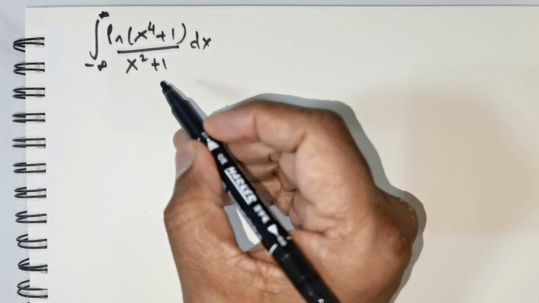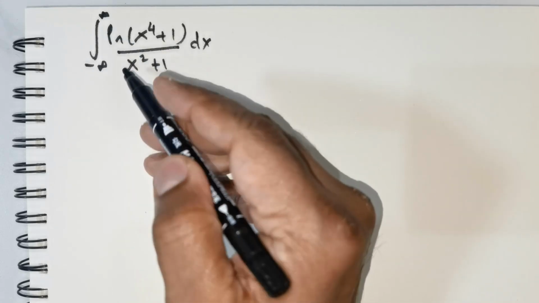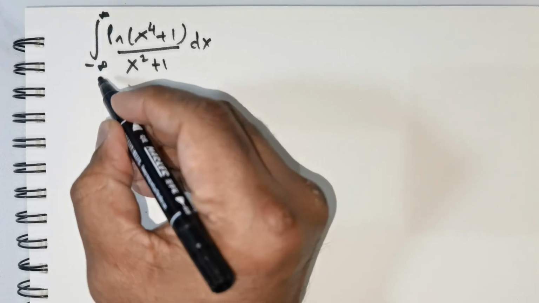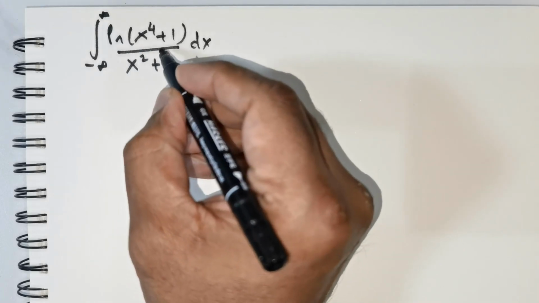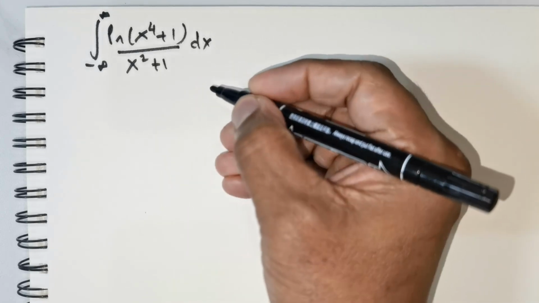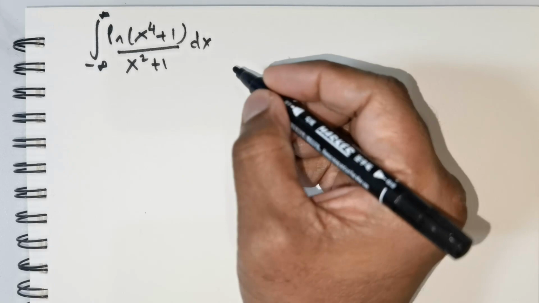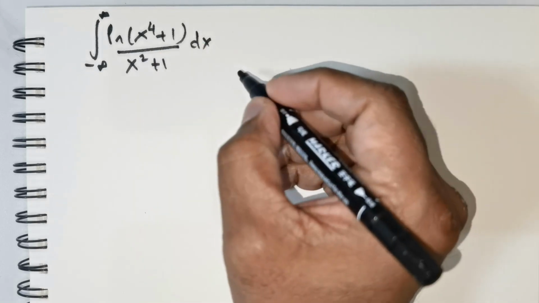Now in this class we will learn how to integrate this particular integral, negative infinity to infinity, ln of (x to the power of 4 positive 1) over (x squared positive 1) times dx. I will be using the technique given by Leibniz to solve this question.